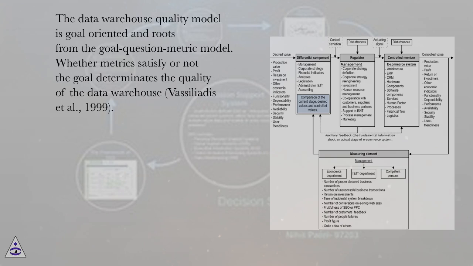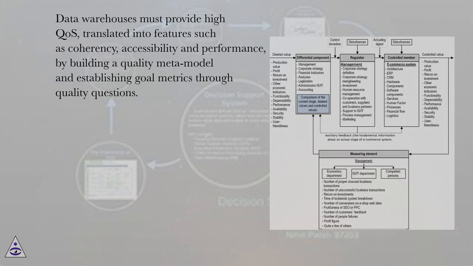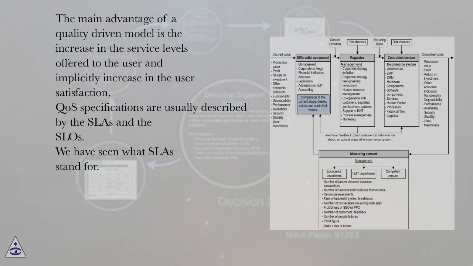The data warehouse quality model is goal-oriented and roots from the goal question metric model. Whether metrics satisfy or not the goal determines the quality of the data warehouse, Vassiliadis et al., 1999. Data warehouses must provide high COES, translated into features such as coherency, accessibility and performance, by building a quality meta-model and establishing goal metrics through quality questions. The main advantage of a quality-driven model is the increase in the service levels offered to the user and implicitly increase in the user satisfaction.